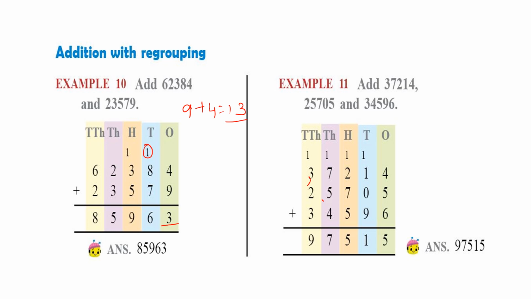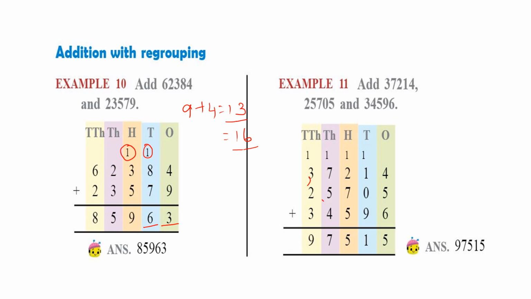Then we add tens place. 7 plus 8 is 15. 15 plus 1 is 16. So write 6 in tens place and 1 in hundreds place as carryover. Right? Now we add hundreds place. 5 plus 3 is 8. 8 plus 1 is 9. There is no carryover after this. Then we move on to thousands place.